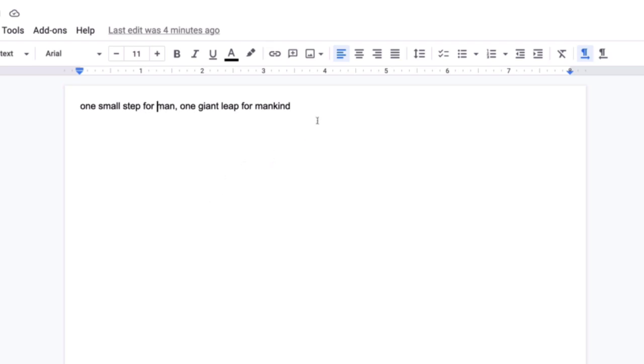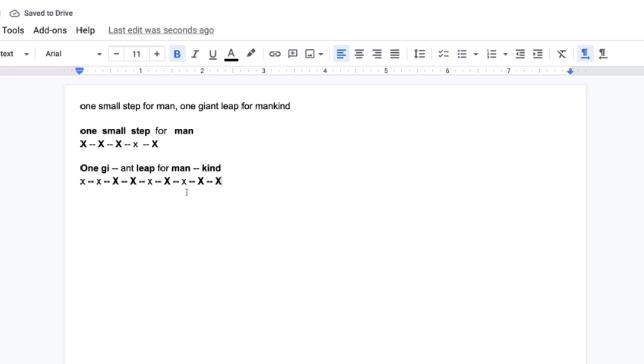So here's how the stresses in those lines break down. This is how I usually write them out when I'm typing. I'll do it either one of two ways, and I'm showing you both of them here. I'll either put the stressed syllables in bold, or I'll just use capitalized and bold X's for the stressed syllables, and then lowercase unbolded X's for the unstressed syllables. And if it's a word with more than one syllable, I'll put a dash just to make it really clear as I'm trying to figure out where the stresses are. So giant became gi-ant, mankind, I dashed that too.